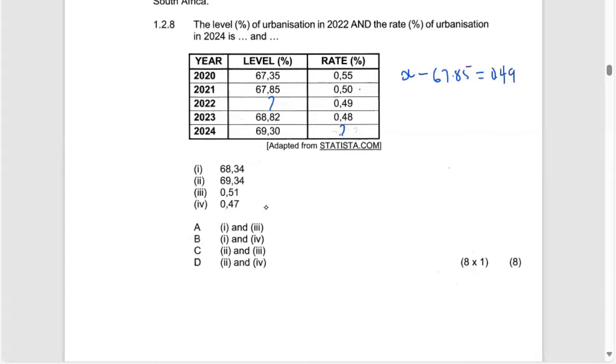So calculating this, it is going to give us x is equal to 0.49 we add 67.85. So if we do that, it will ultimately give us 68.34. So 68.34, that is how we get this. And we also calculate for this, the rate. We get the rate also as 0.47. So our correct response is item 1 and item 4, which is B.